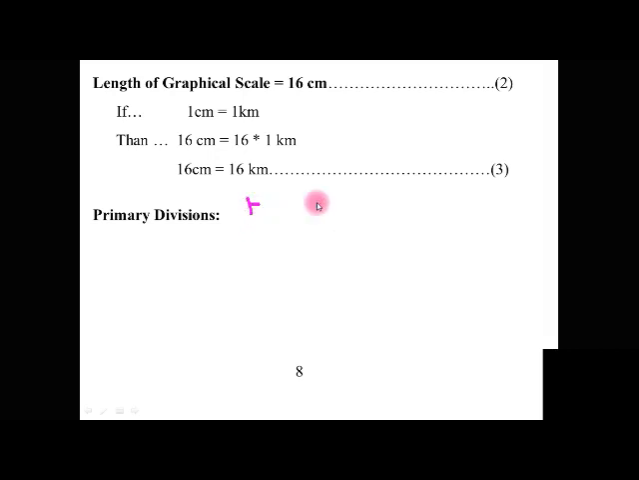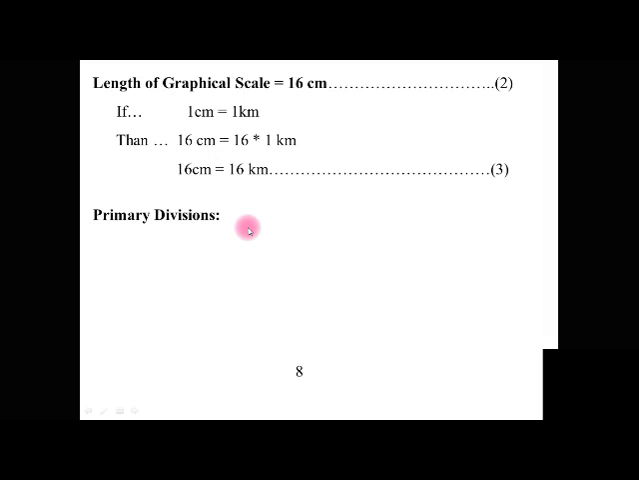For better understanding and to read some minor distances, because this much total distance is 16 kilometer on the ground, but suppose I want to read 2 kilometer, 3 kilometer. So it will be better to provide the facility of dividing the total length of graphical scale into equal divisions, which we call the primary divisions. Now for that, we have to decide the primary divisions. For example, if the total distance is 16 kilometer, how many divisions do we have to decide?